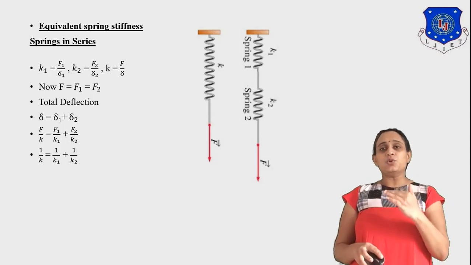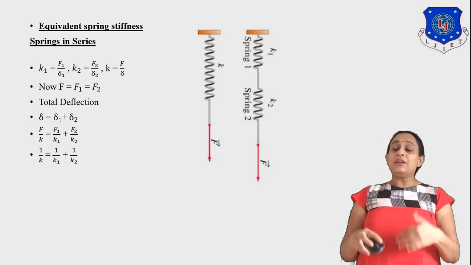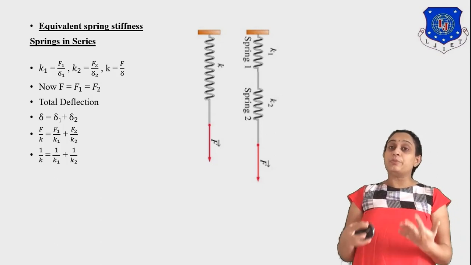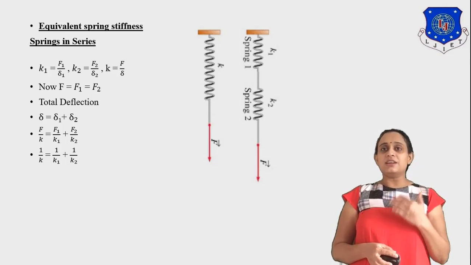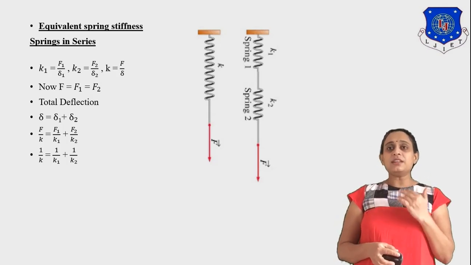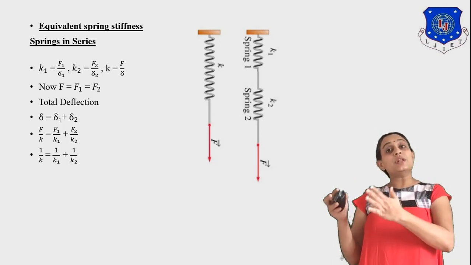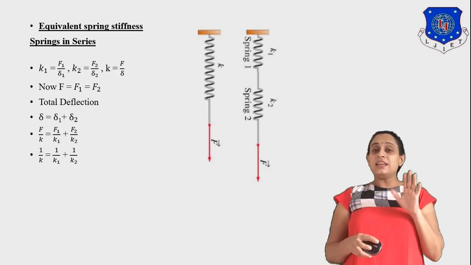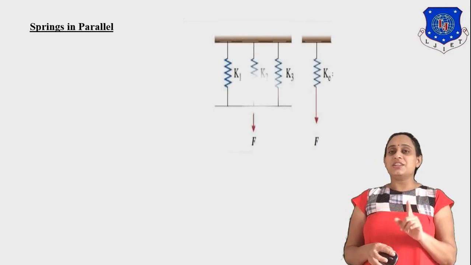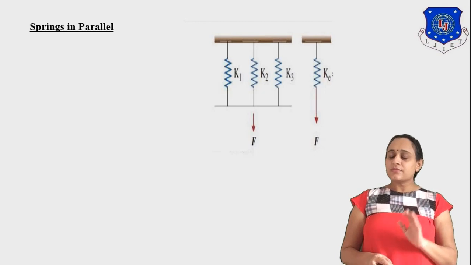So what can we write? 1 by K is equal to 1 by K1 plus 1 by K2, and so on. If we are adding many springs in series, what should the equation be? 1 upon K equivalent is equal to 1 upon K1 plus 1 upon K2 plus 1 upon K3 plus up to 1 upon Kn. Clear? So this is the equation when the springs are attached in series. Now let us have springs in parallel.